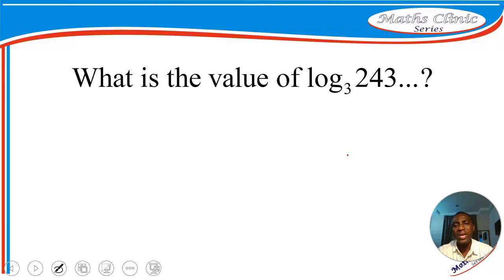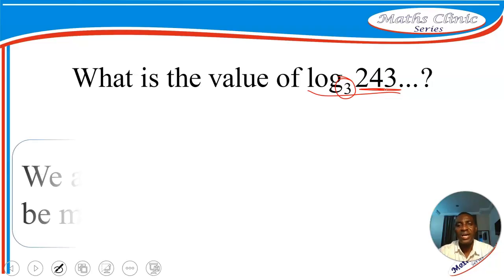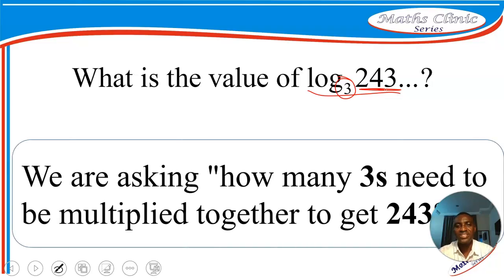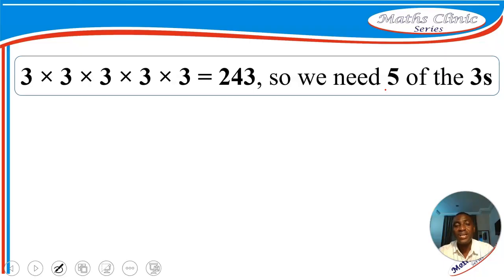Now when I ask you another question, what is the value of log 243 base 3? What is the value of this? That means I'm asking you a simple question: how many times will I multiply this 3 to get this value? And that answer becomes the log. So I just ask you a simple question. How many 3's need to be multiplied to get 243? And the answer is 5 times.